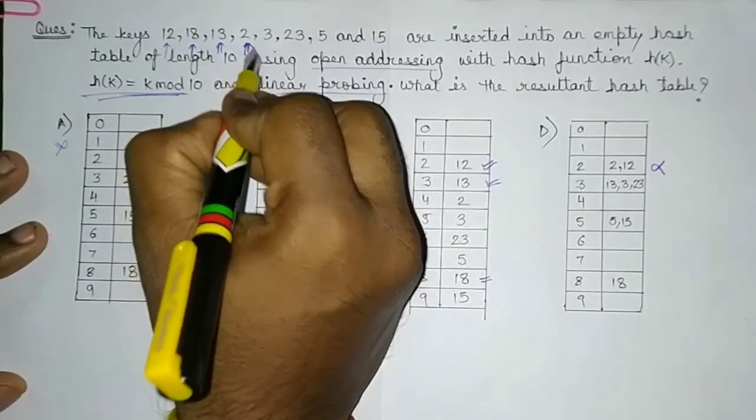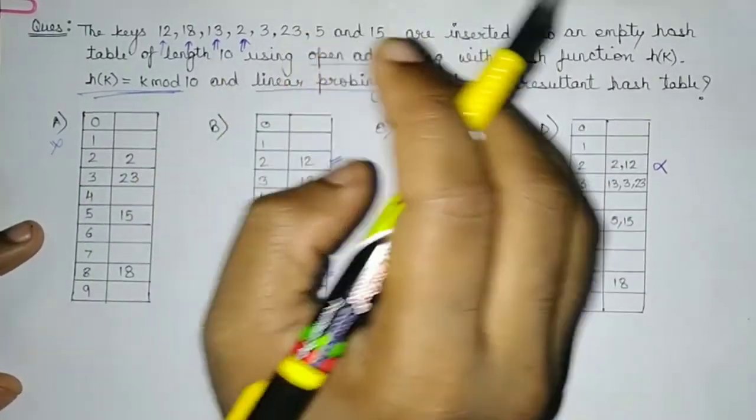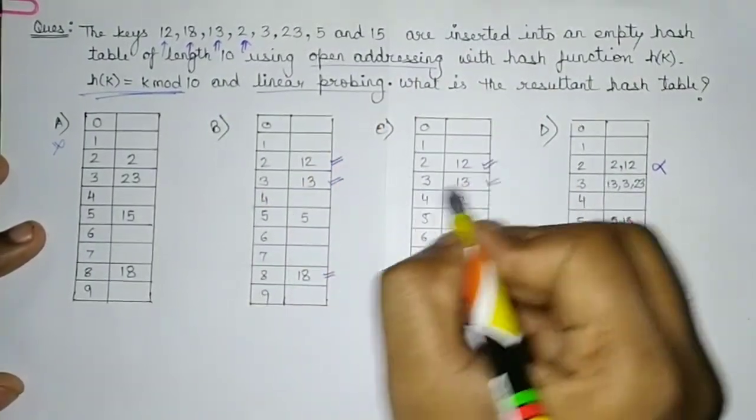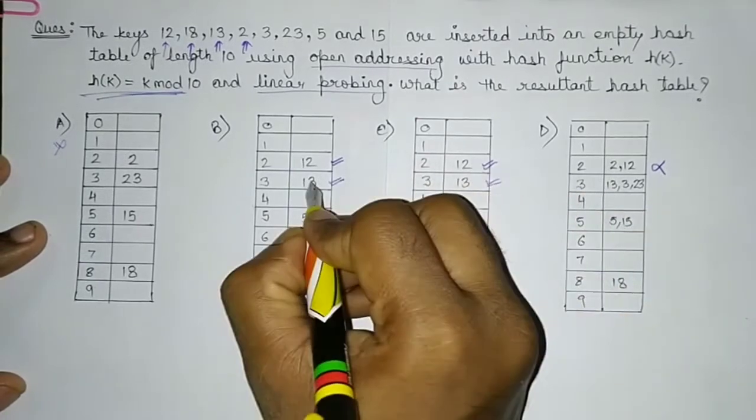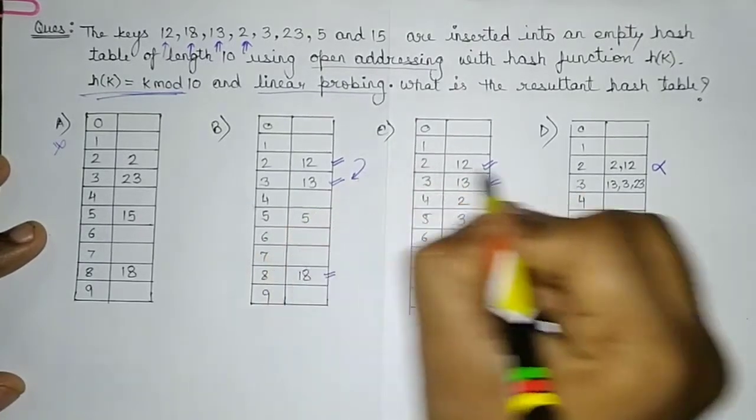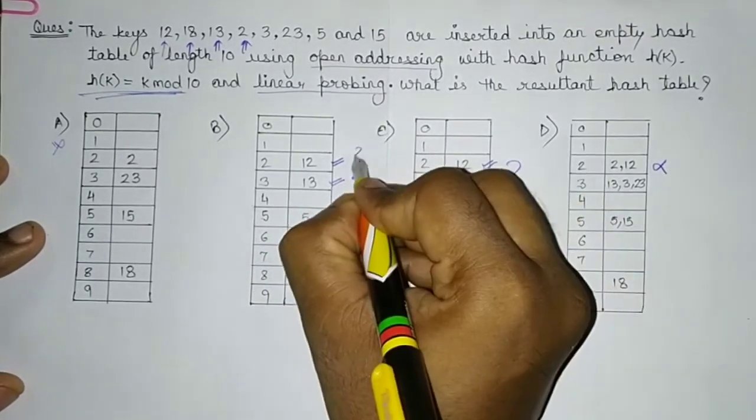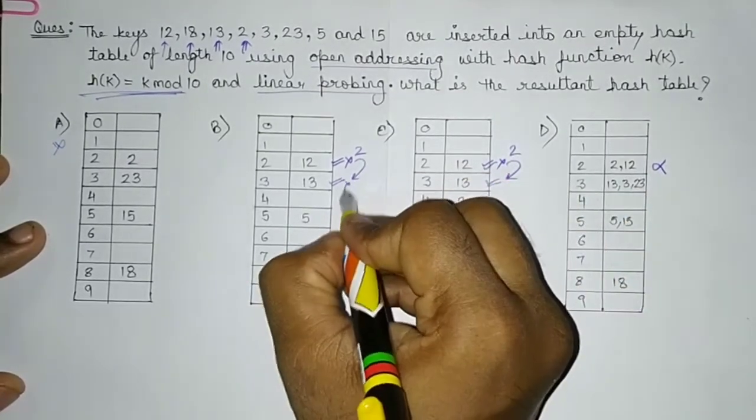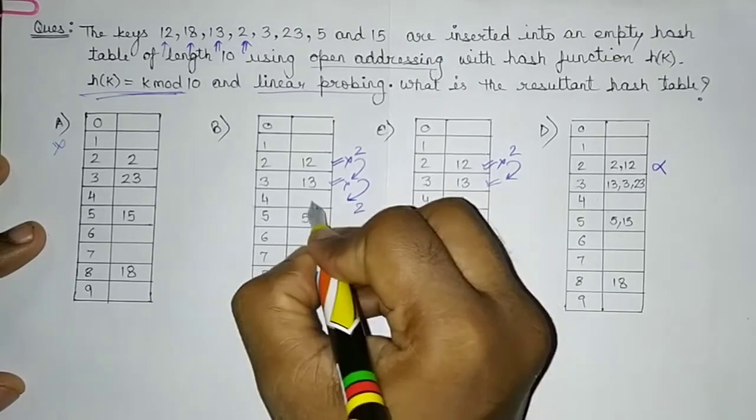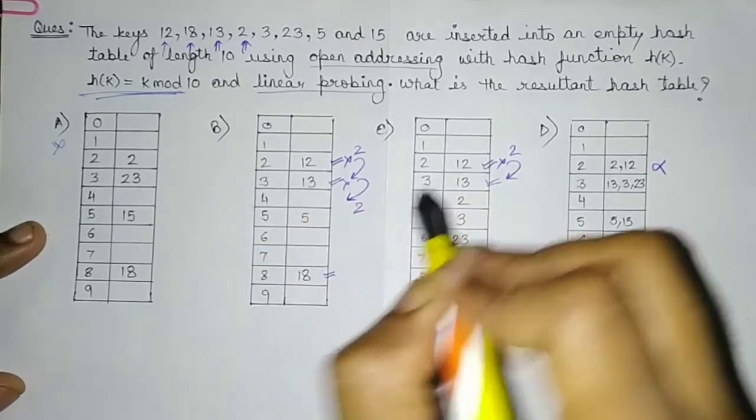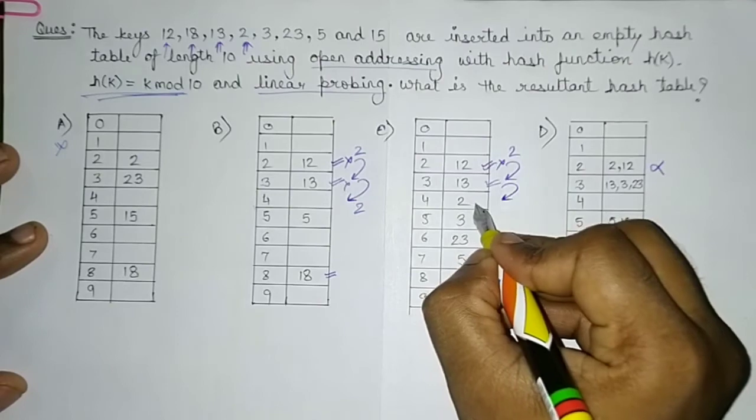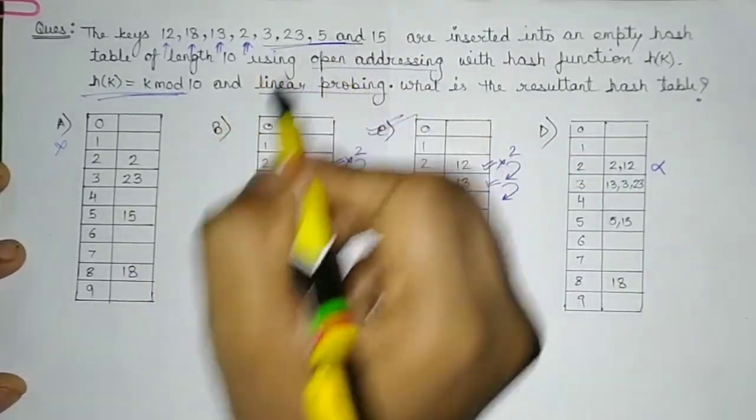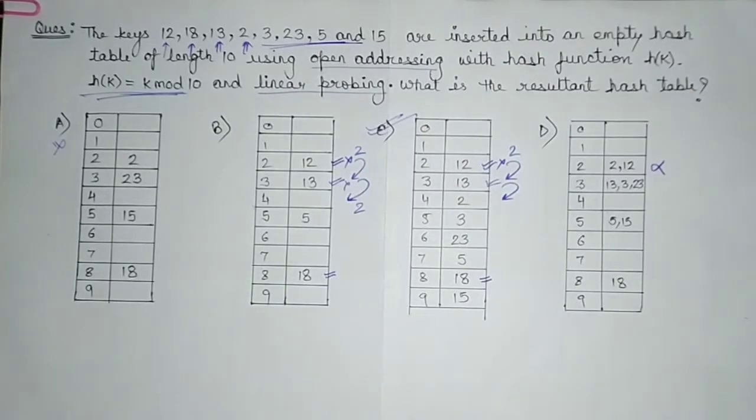Next move on to the 2. 2 mod 10 is 2. So that means 2 has to be at the 2nd place. But at the 2nd place there is a collision in both. So it will check the next place. Here it is a collision. It will check the next place. Here it is a collision. 2 has to be stored over here, but it is not available here. But here you can see that 2 is stored here. So that means C is the right answer. No need to check further cases. So this is how you can find out the solution.